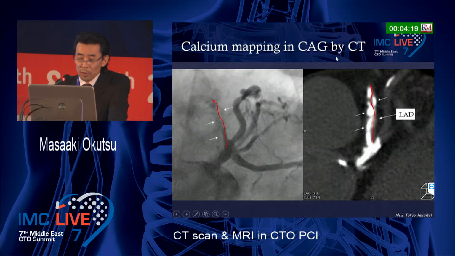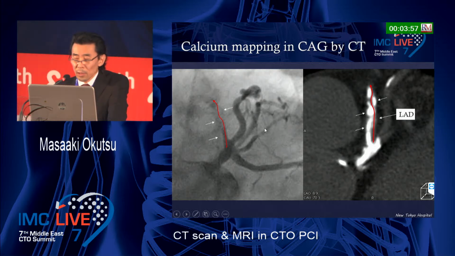So this is a spider view. The spider view is a little bit different from the RA caudal view, and the calcium is distributed a little bit on the opposite side, the septal side, or the lateral side. So the guide wire should advance like a little bit of a zigzag curve.